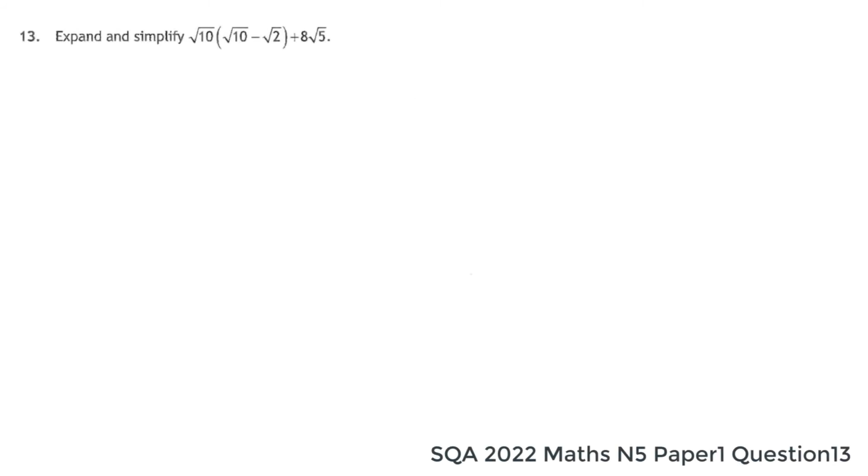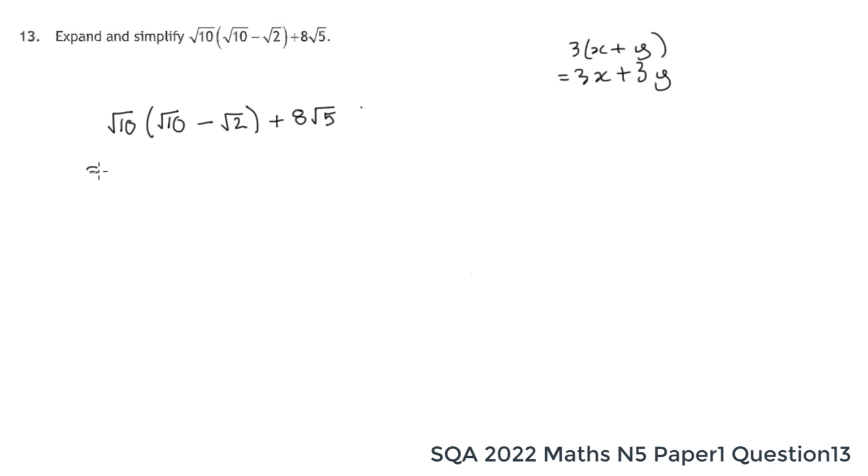Here we have question 13, a third question. We have to expand and simplify this third expression. So let's write it down, get used to it. So outside of brackets we have a square root of 10. Inside the brackets we've got square root of 10 minus the square root of 2. So it's similar to 3 lots of x plus y, where you would multiply out 3x plus 3y, that type of thing. And we've also got a plus 8 root 5.